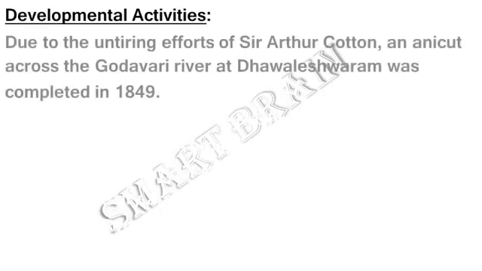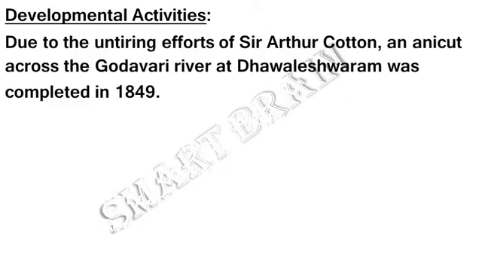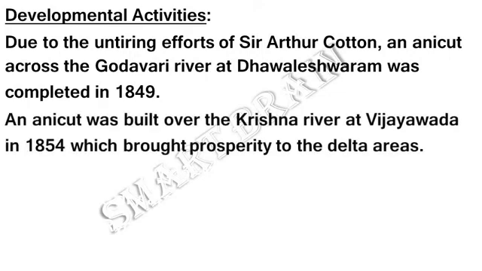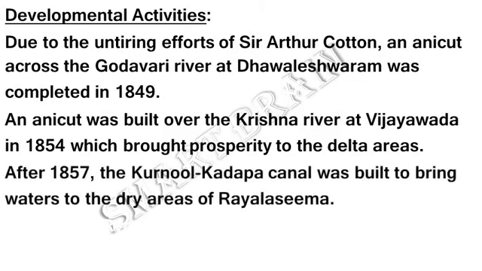Developmental activities. Due to the untiring efforts of Sir Arthur Cotton, an anicut across the Godavari River at Dhavaleshwaram was completed in 1849. An anicut was built over the Krishna River at Vijayawada in 1854, which brought prosperity to the delta areas. After 1857, the Kurnool Kadapa Canal was built to bring waters to the dry areas of Rayalaseema.